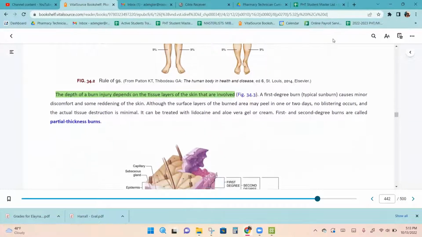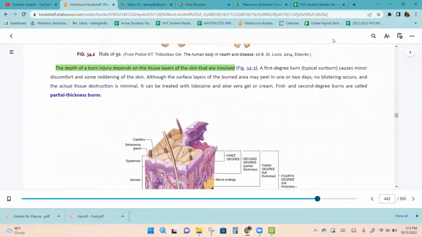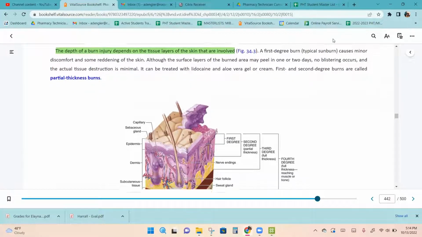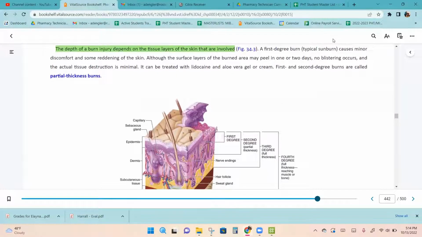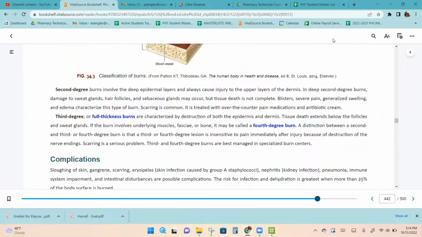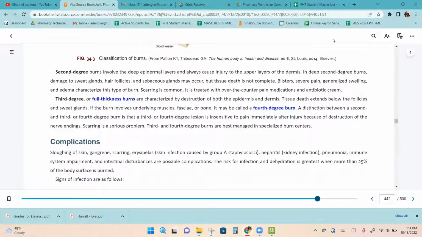The depth of a burn injury depends on the tissue layers of the skin that are involved. A first-degree burn, a typical sunburn, causes minor discomfort and some reddening of the skin. First and second-degree burns are called partial thickness burns. Second-degree burns involve the deep epidermal layers and always cause injury to the upper layers of the dermis. In deep second-degree burns, damage to sweat glands, hair follicles, and sebaceous glands can occur, but tissue death is not complete.